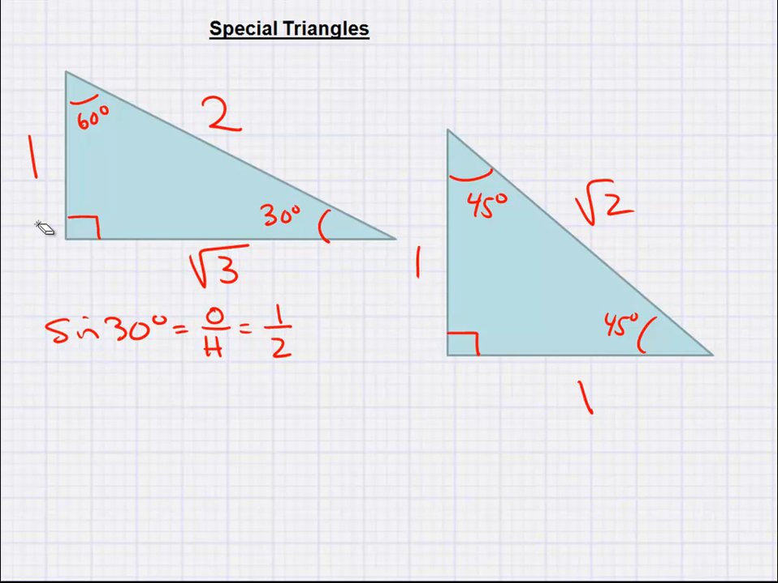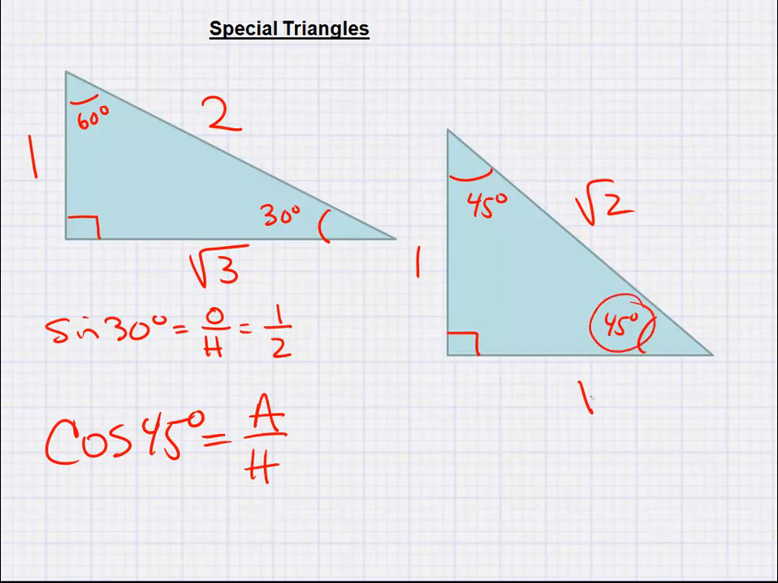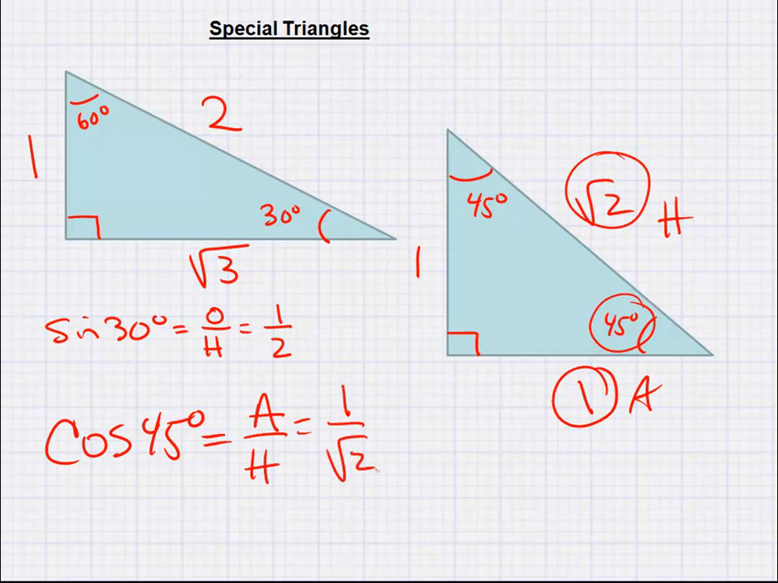But any way you do it, you should be able to find the sine of 30 degrees, or let's say the cosine of 45 degrees. Cosine would be adjacent over hypotenuse. So here's my 45 degree angle. This would be the adjacent side to that. This would be the hypotenuse. So this is adjacent, this is hypotenuse. So I do 1 over the square root of 2. If I rationalize that, I get square root of 2 over 2.